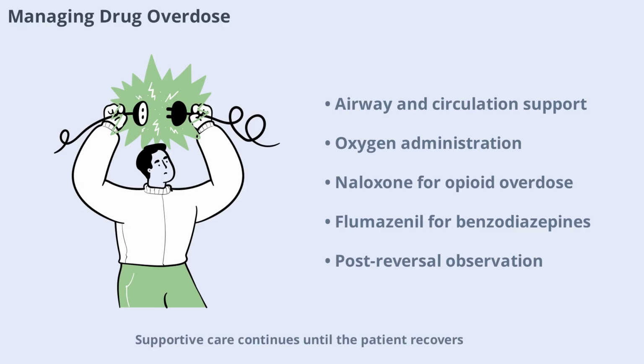Naloxone is the antidote for opioid overdose, reversing respiratory depression. It's administered as 0.4 milligrams IM or IV, with a short duration of action, requiring close monitoring for resedation. Flumazenil is used for benzodiazepine overdose, administered IV every 1 to 2 minutes up to 1 milligram. Patients should be observed for at least 1 hour post-reversal.